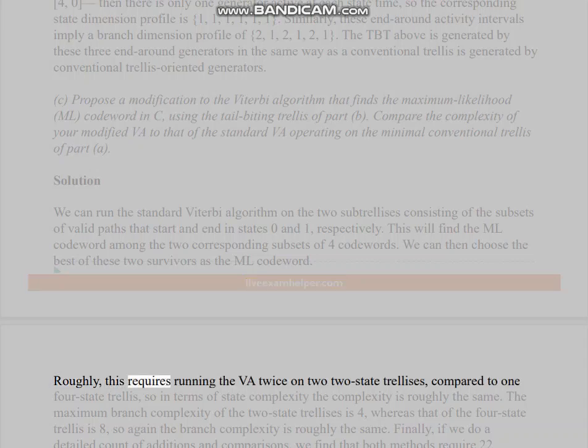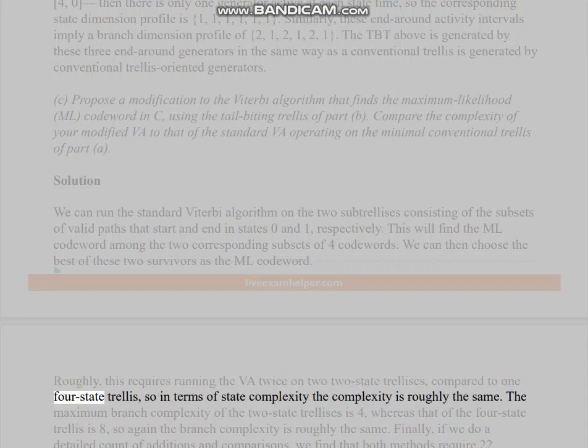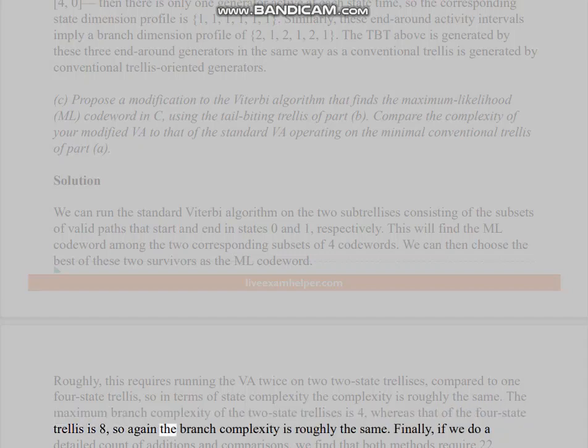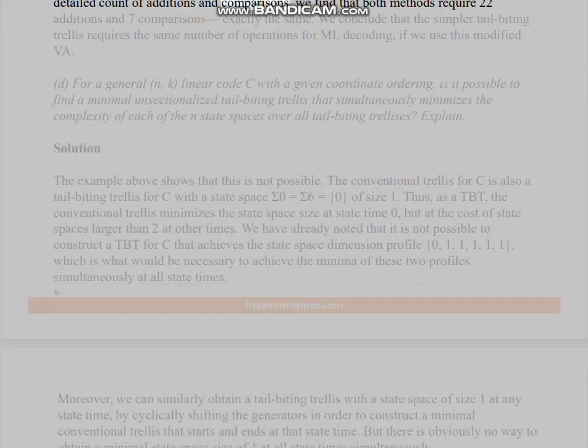Roughly, this requires running the VA twice on two two-state trellises, compared to one four-state trellis, so in terms of state complexity the complexity is roughly the same. The maximum branch complexity of the two-state trellises is 4, whereas that of the four-state trellis is 8, so again the branch complexity is roughly the same. Finally, if we do a detailed count of additions and comparisons, we find that both methods require 22 additions and 7 comparisons, exactly the same.